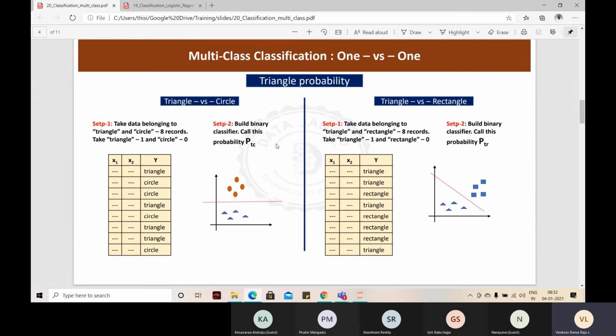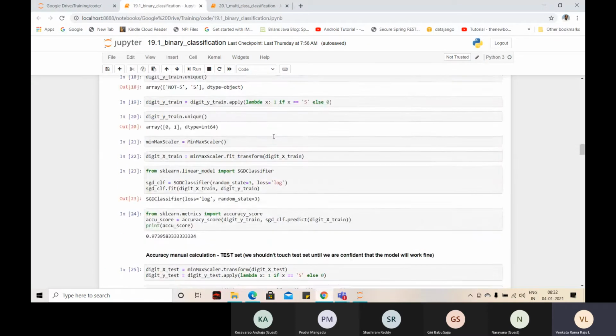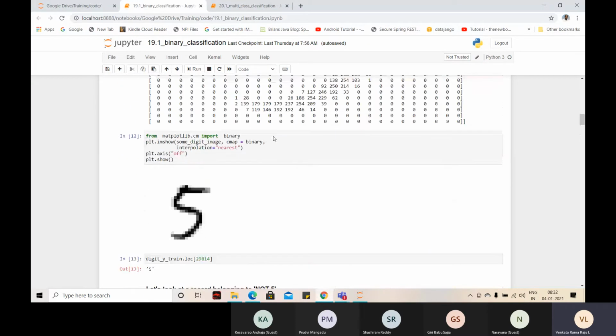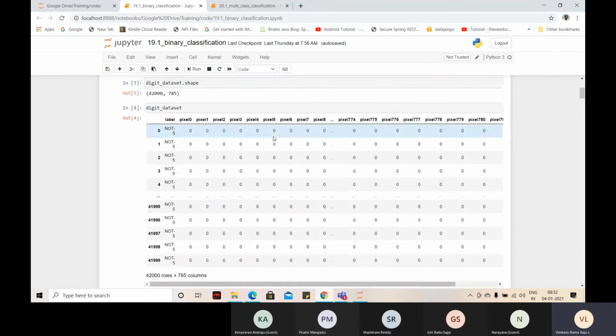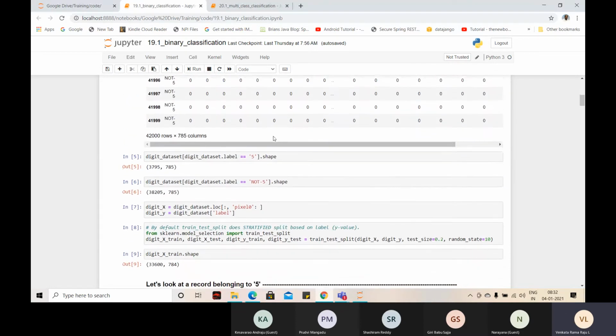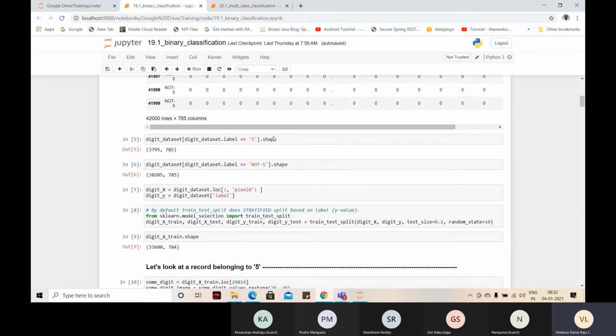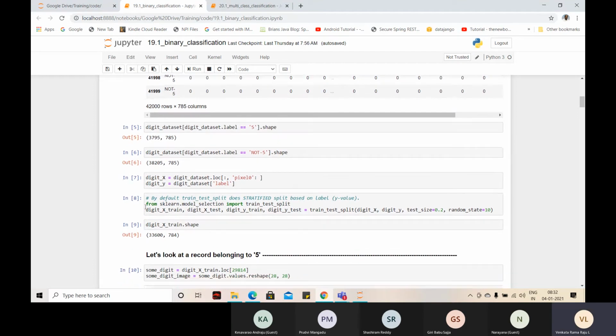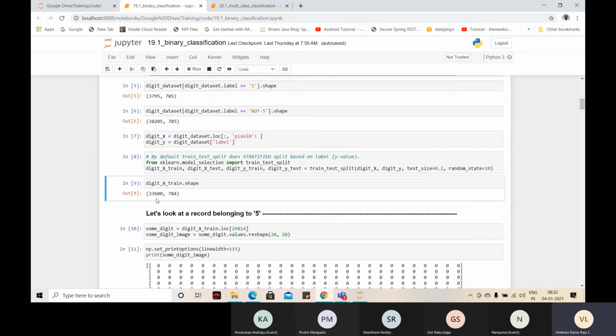1 versus 1 algorithm is used when the algorithm is incapable of handling huge volumes of data. So in our digit recognizer data set, we have 42,000 records, but on the train set, we have around 33,000 records.